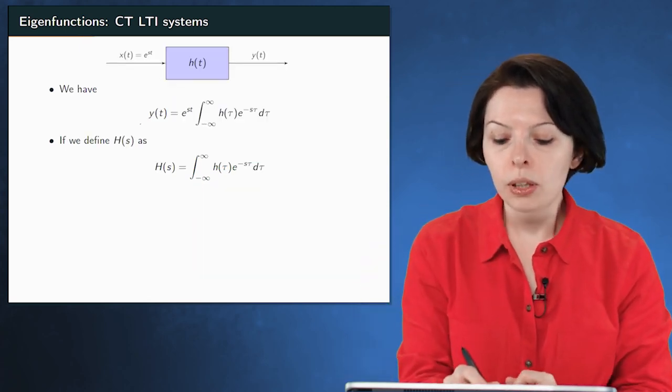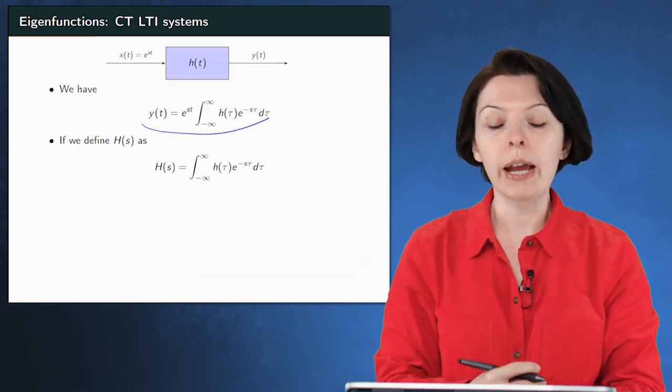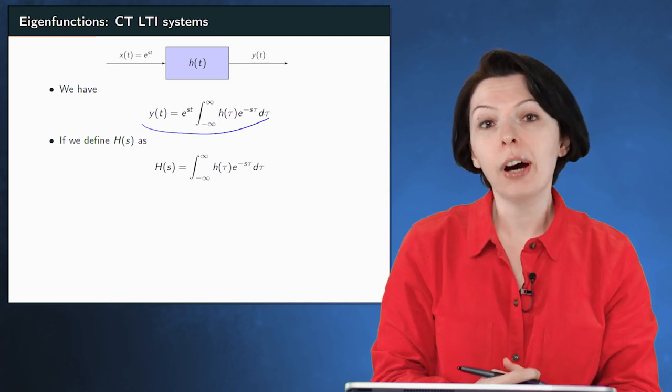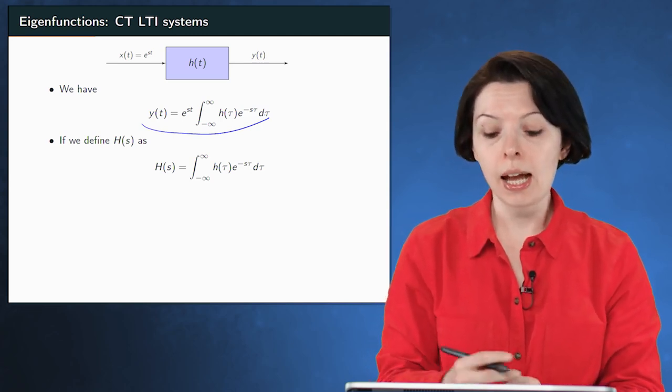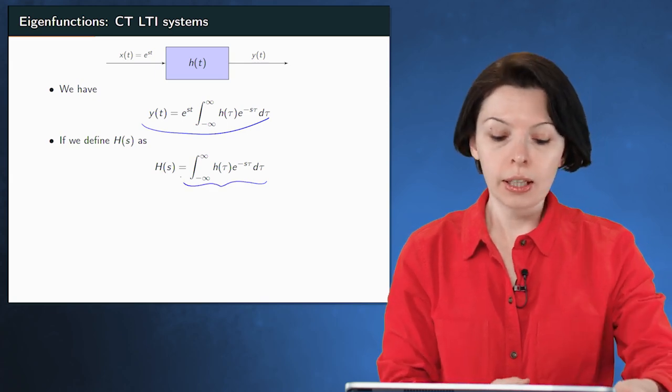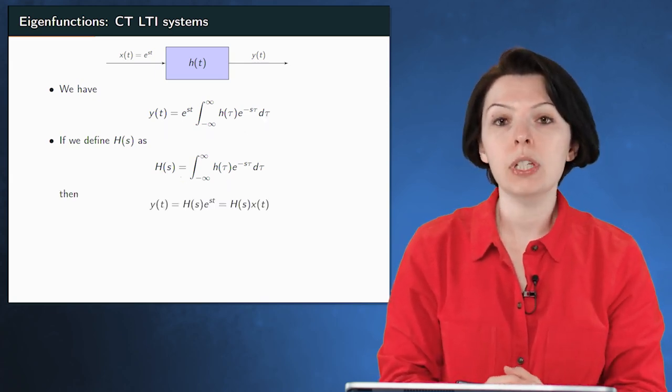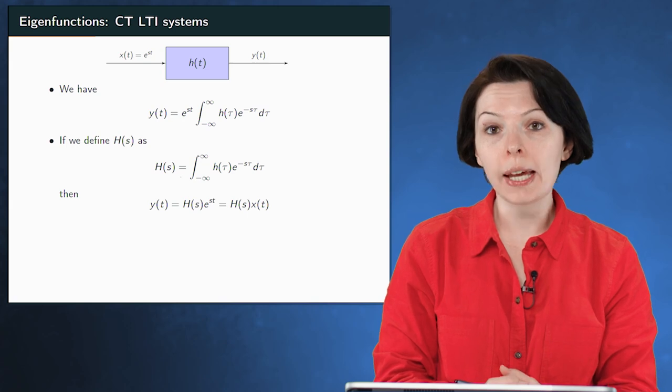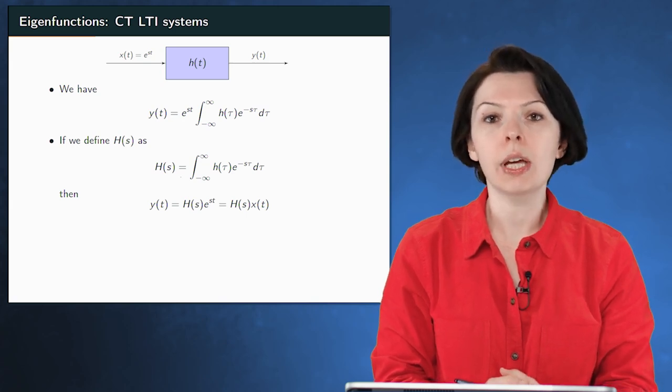With that, we end up with this expression for y of t, and if we define h of s as the answer to this integral, then we can write y of t equals h of s multiplied by e to the st.